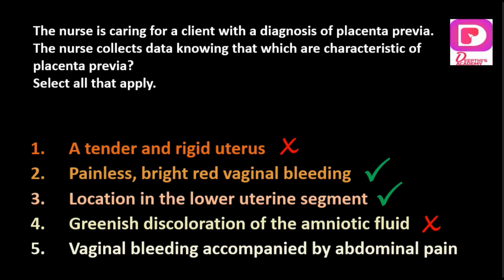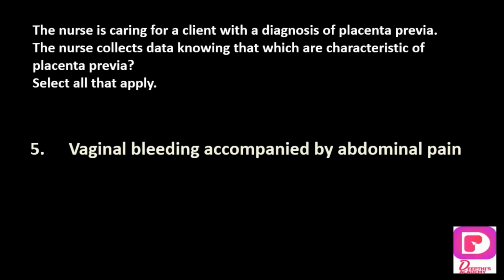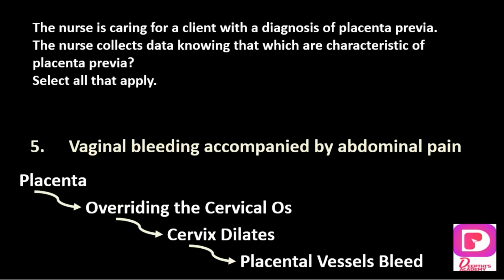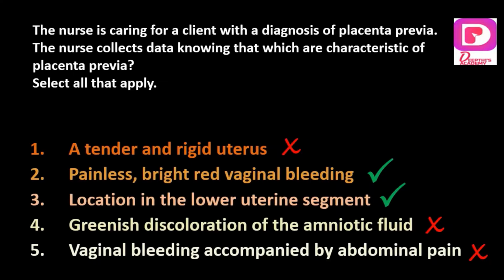Let's see the fifth option. Vaginal bleeding accompanied by abdominal pain. Vaginal bleeding can occur because the placenta is overriding the cervical os, and as the cervix dilates, the placental vessels bleed. Here, the mother who is diagnosed with placenta previa will not have any abdominal pain as we saw before. So we must say fifth option, vaginal bleeding accompanied by abdominal pain, is a wrong option.